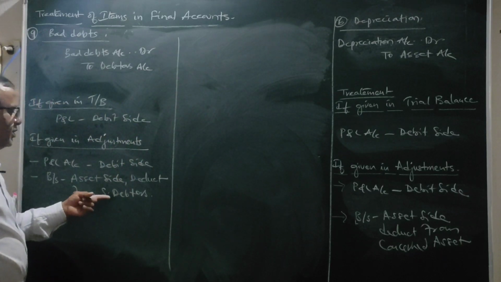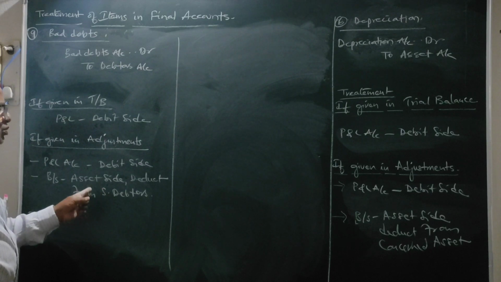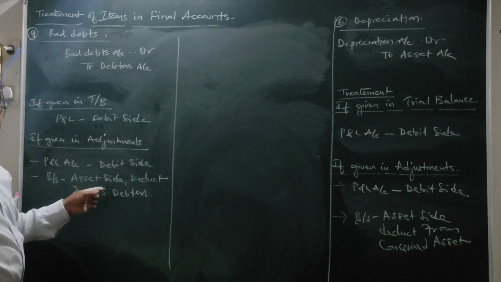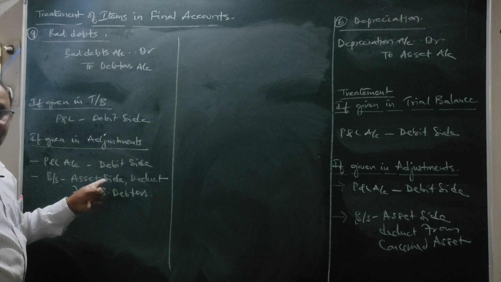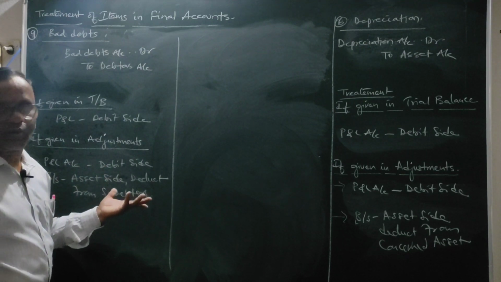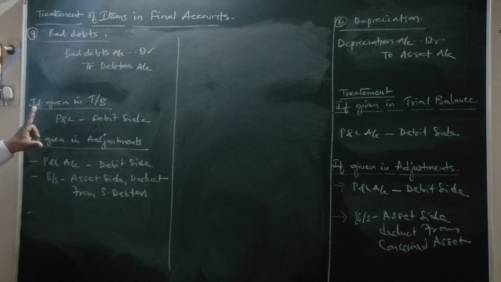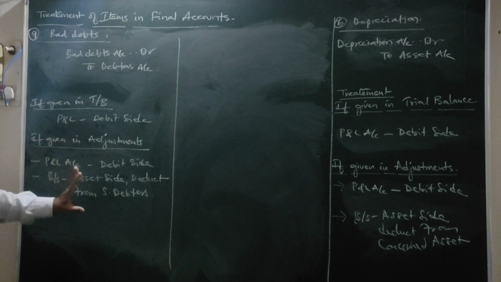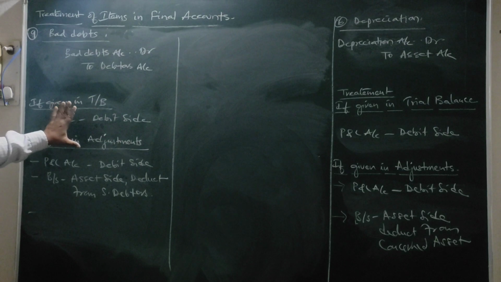Then again, from the sundry debtors you will subtract only the item which he has given in adjustments. Bad debts given in adjustments only you are going to deduct from the sundry debtors. That's the treatment you are going to do. So when bad debts are given in the trial balance as well as adjustments, you give both the treatments. So that's what the bad debts treatment here is.